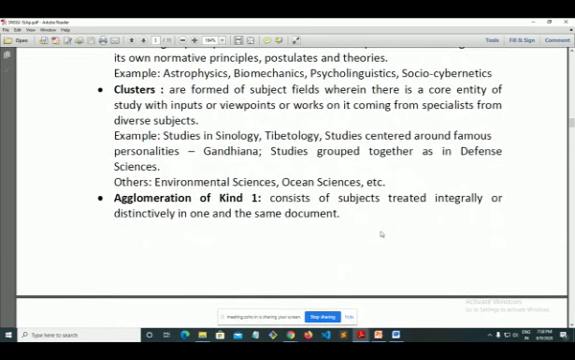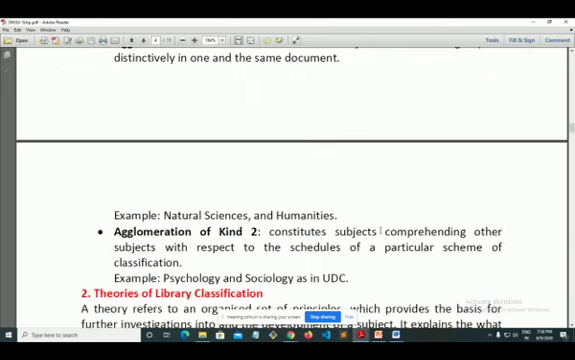Agglomeration of kind 1. Agglomeration of kind 1 consists of subjects treated integrally or distinctively in one and the same document. For example, natural sciences and humanities. Agglomeration of kind 2 constitutes subjects comprehending other subjects with respect to the schedules of a particular scheme of classification. For example, psychology and sociology used as in UDC.